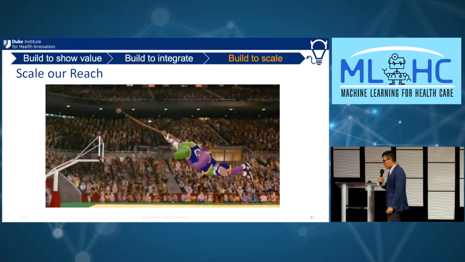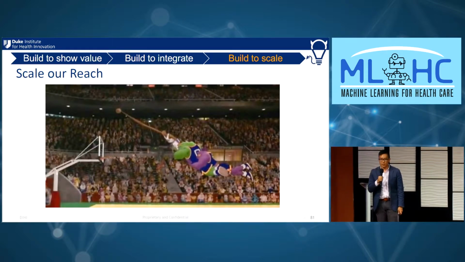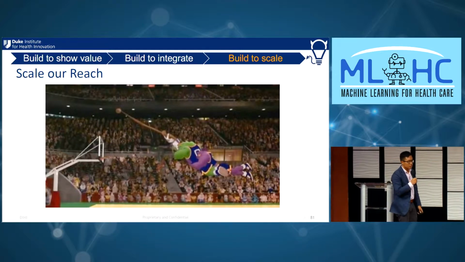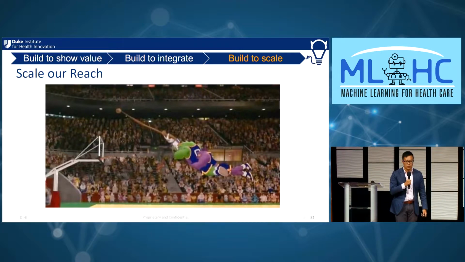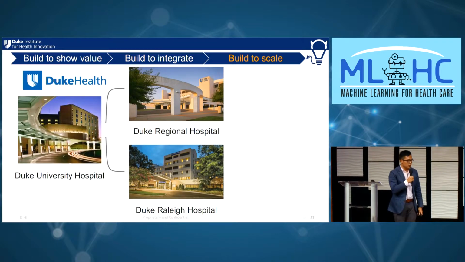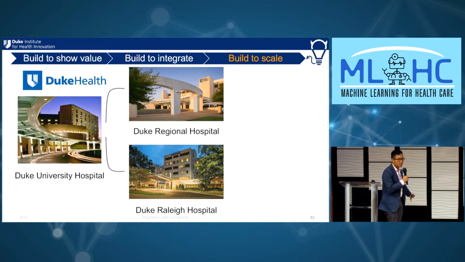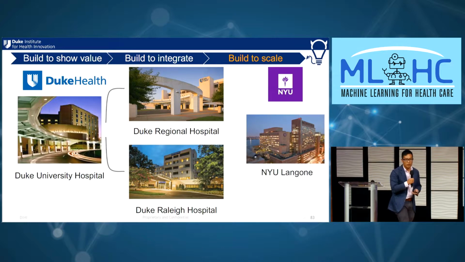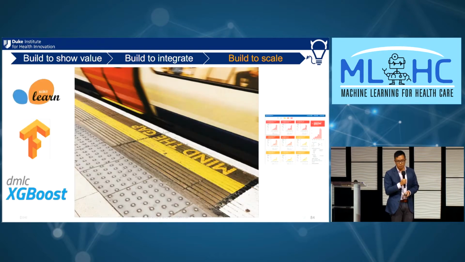And also, we want to scale our reach. So we don't want to just build sepsis at one university. We want to scale this model beyond the walls of Duke. And so we've managed to bring the sepsis model from our main hospital, Duke University Hospital, to Duke Regional and Duke Raleigh as well. And we're currently exploring partnerships with places like NYU and a few other sites as well.